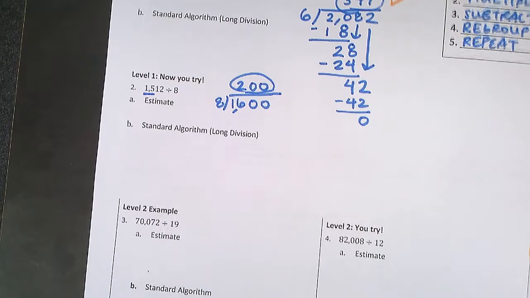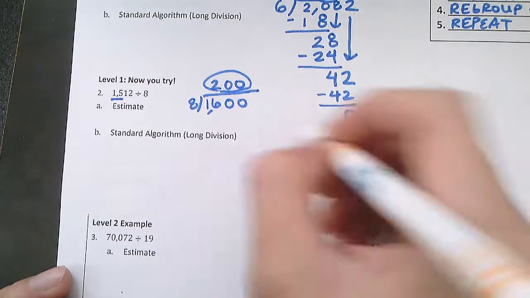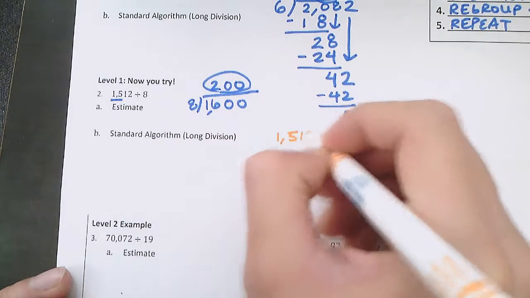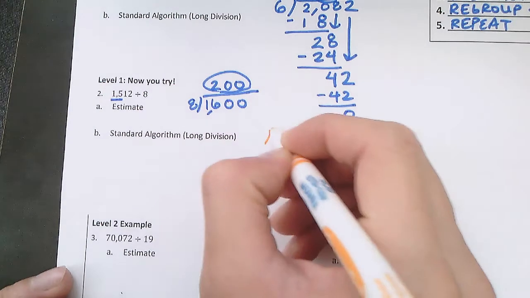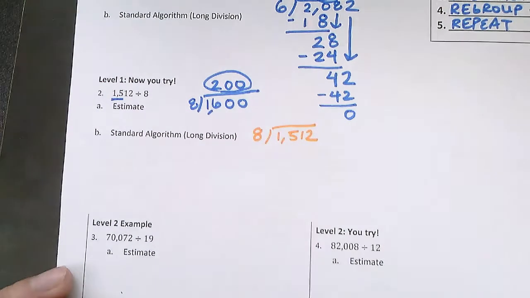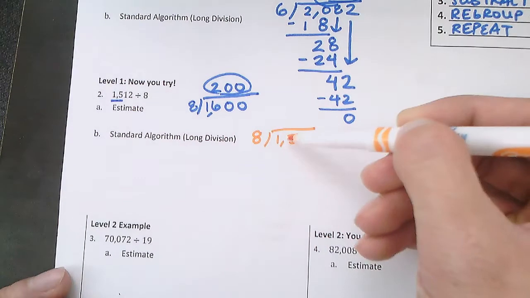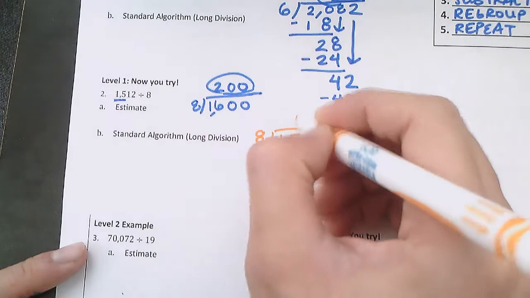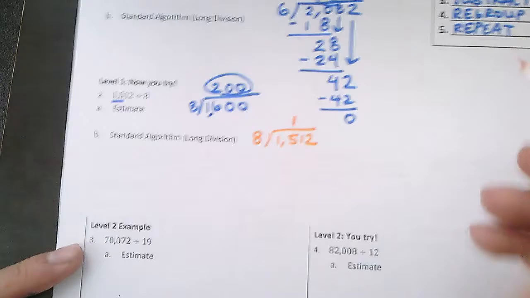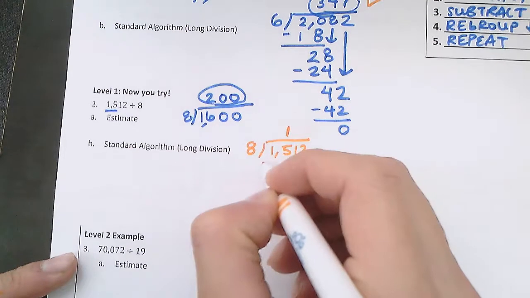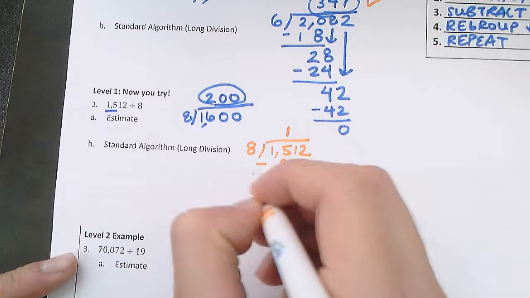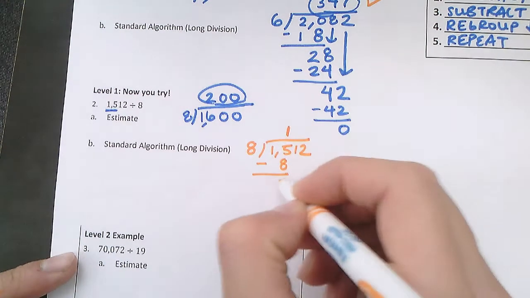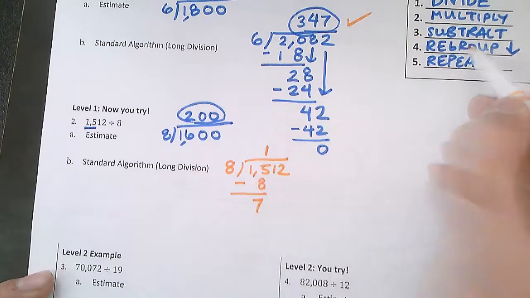Now let's try using the standard algorithm. Let's set up our problem. We are dividing 1,512 by 8. 8 can't go into 1, so I go out one more. Can 8 go into 15? Yes. 8 times 2 is 16, which is too many, so I know there's going to be at most 1 8. Next step, multiply. 1 times 8 is 8. Next step, subtract. 15 minus 8 is 7. Next step, regroup. Bring the number down.